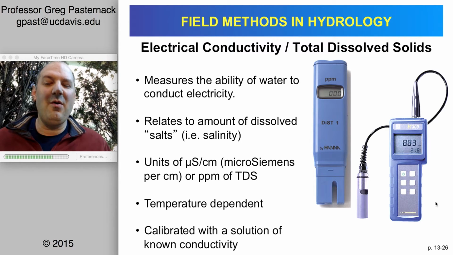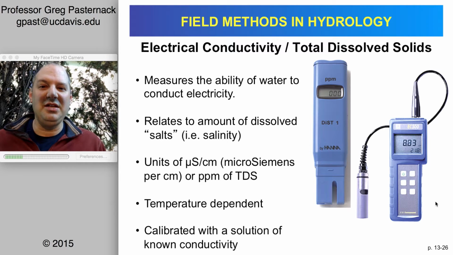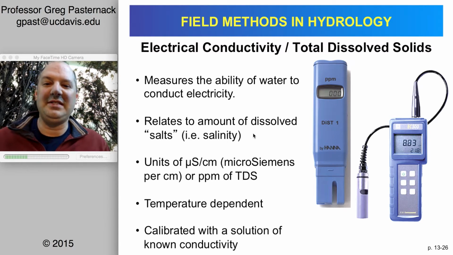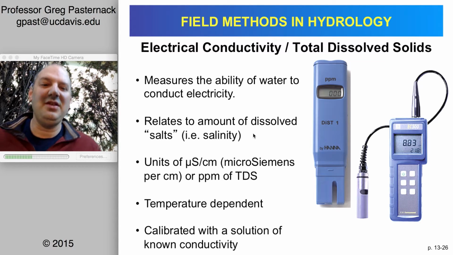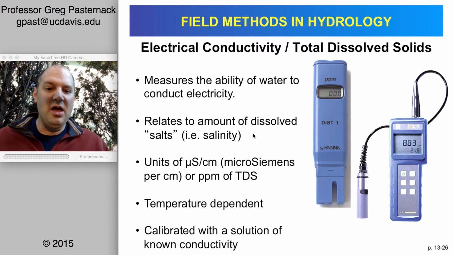Okay, the next variable I want to show you is electrical conductivity and total dissolved solids. This is a parameter that measures the ability of water to conduct electricity, and it tends to relate to the amount of salts in water. And therefore, it's also sometimes referred to as salinity, electrical conductivity, total dissolved solids. This is an example of 2 different sensors that you can use. A small sensor could be only $30 to $40, whereas this one could be hundreds of dollars.